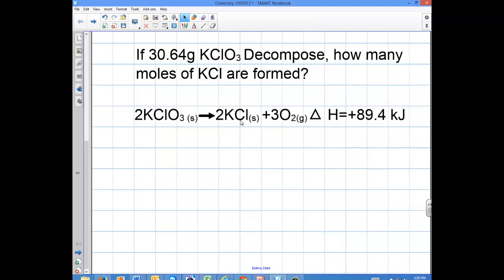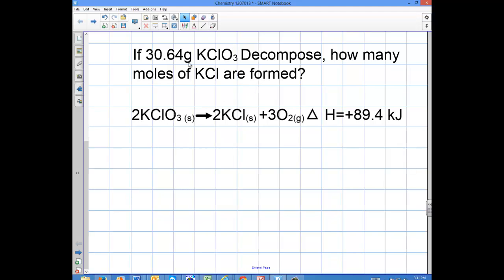Alright, for the next question, it's going to take the same equation. It's going to ask us if 30.64 grams of potassium chlorate decompose, how many moles of potassium chloride are formed? So we're going to do a very similar concept that we did the last time, except now we don't have moles to begin with this time, so we have to figure out what's going on in terms of the mass here.